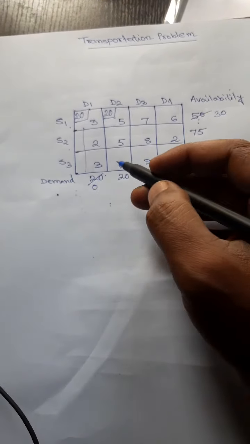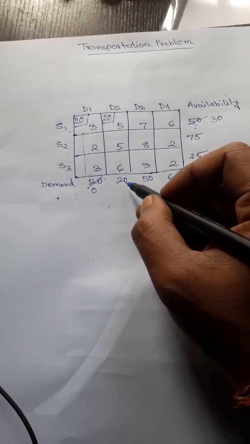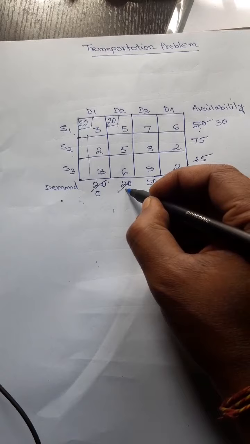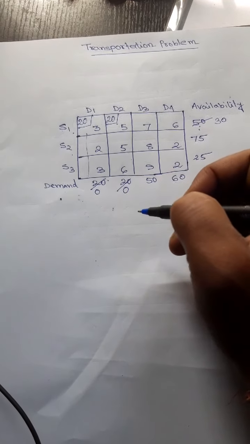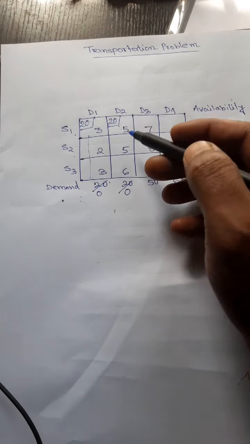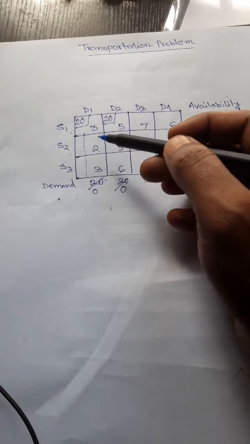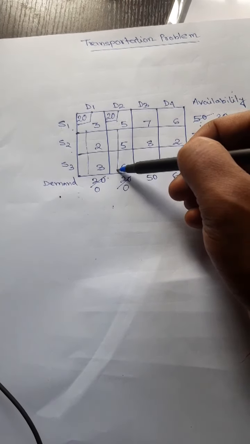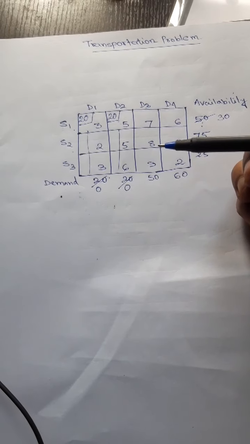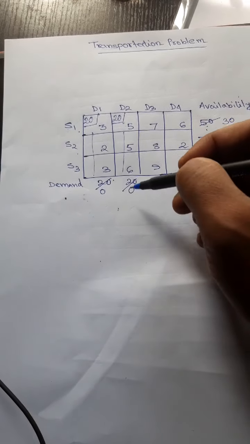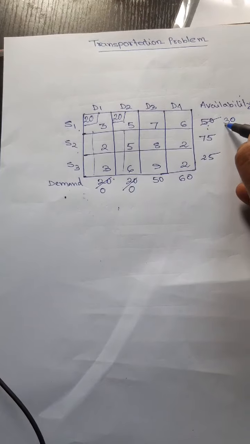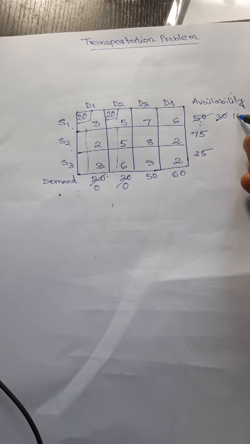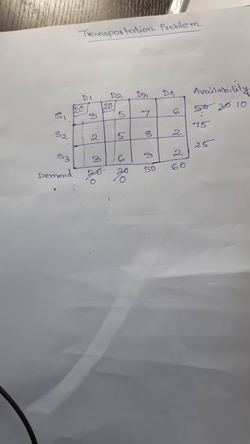Now the destination point 2 demand was 20 and we allocated 20, so its demand is met and is now 0. That means destination point 2 doesn't need any product right now, so we cancel these cells also. As we already saw, the new availability at the supply point is now 10.